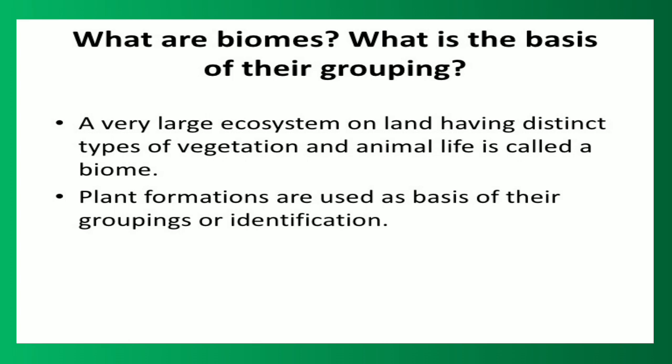What are biomes? What is the basis of their grouping? First, we will read about the biome, a very large ecosystem. As we have discussed, an ecosystem is when plants and animals are interlinked and interdependent on each other. Now, a very large ecosystem on land having a distinct type of vegetation and animal life is called a biome. Plant formations are used as the basis of their grouping or identification.